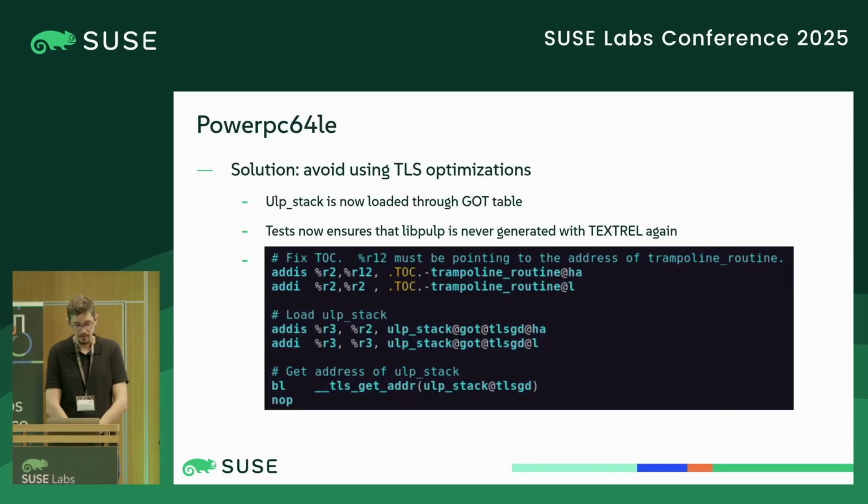And eventually, how did we fix that? Well, we didn't use any sort of TLS optimizations. So we have to go through the TLS get address function, which, if anyone knows, does the same thing as getting the address of the TLS variable, but it goes through glibc, which is extra overhead. So sad, but it works.